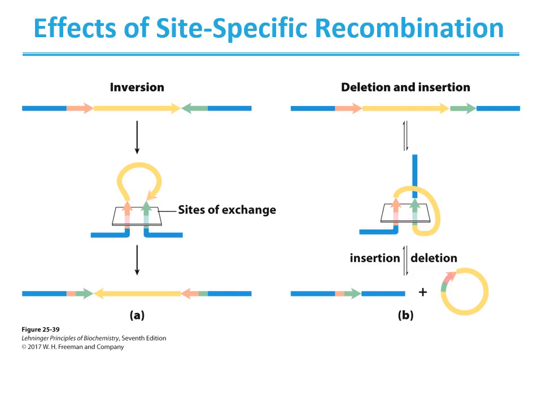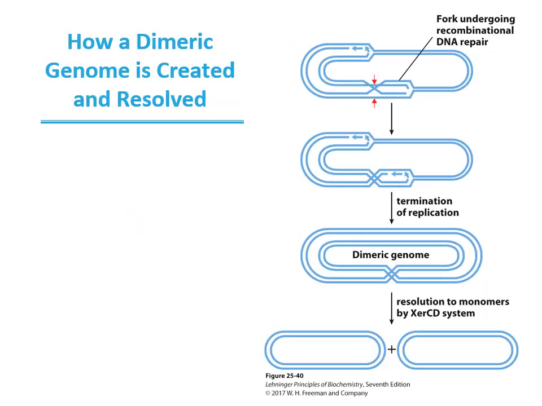Figure A shows recombination sites with opposite orientation in the same DNA molecule. The result is an inversion. Figure B shows recombination sites with the same orientation, either on one DNA molecule, which produces a deletion, or on two DNA molecules, which produces an insertion. Resolution of Holliday junction can create dimeric DNAs. A special site-specific recombination system converts a dimeric genome into two monomer genomes.